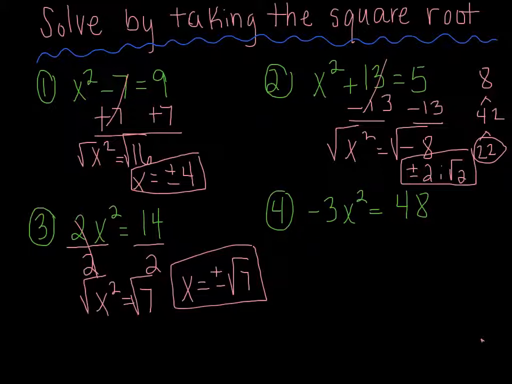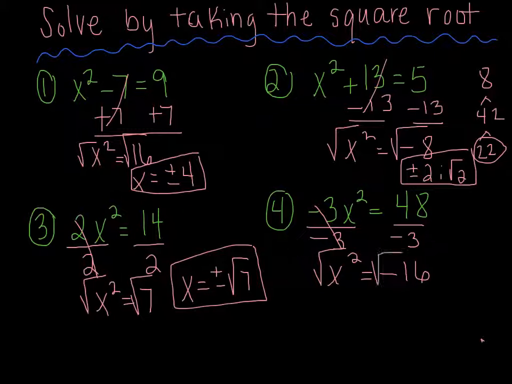Number 4, we're going to divide by negative 3, just like on number 3. Cancel negative 3's out. x squared equals negative 16. Square root both sides. Again, we have a negative under the radical, so we're going to have an imaginary number. So we have plus minus 4i.